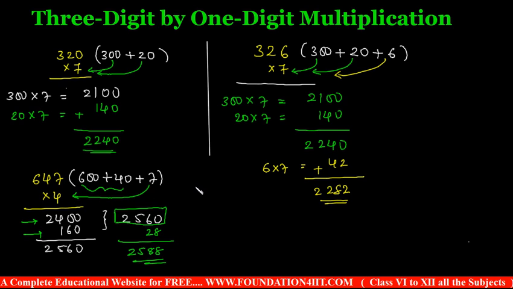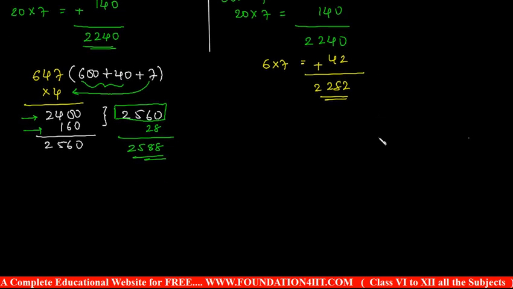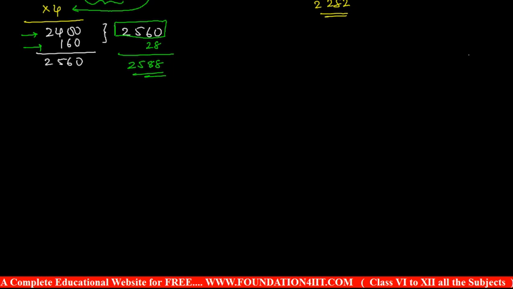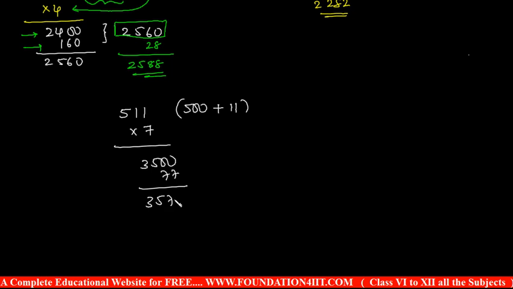For example, in this same method I'll show another case. The other case is simple. In case the numbers are like this, for example 511 into 7, we can directly take 500 plus 11. The 11 times table is very easy, no? 11 sevens are 77. So 500 into 7 is 3500, because 5 sevens are 35, two zeros, and 11 sevens are 77. Just in mind, add: 3577.